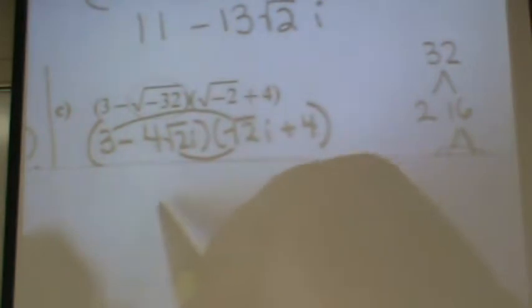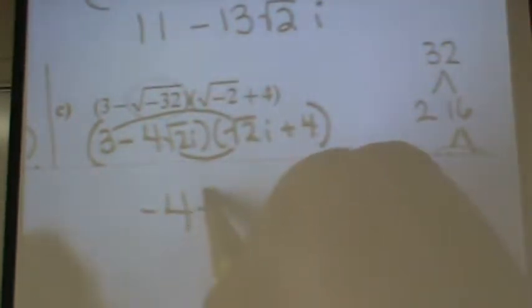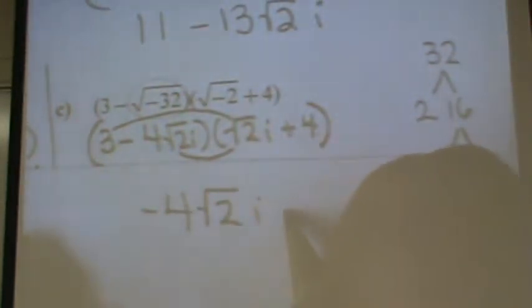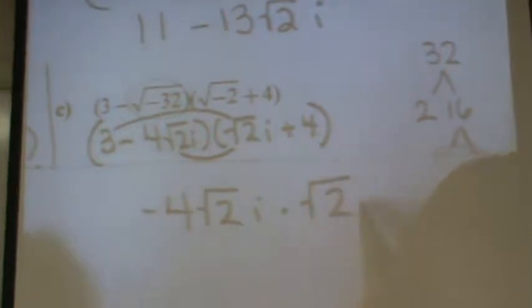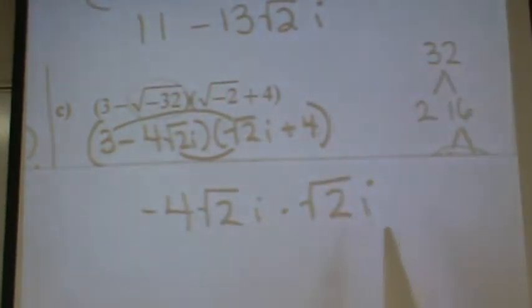This time we're FOILing. You have negative 4 root 2i times root 2i. You have an i times an i, so that's going to be a 2, and you multiply it with that, so that's negative 8. And then what's i squared? Negative 1. I'll make it positive. And that's how you get your 8.